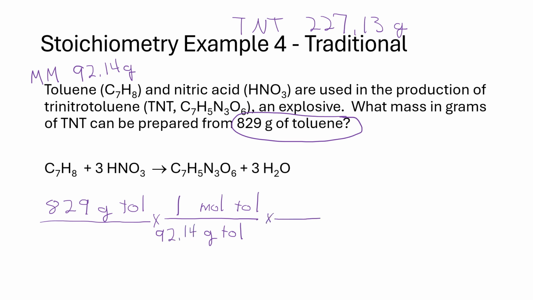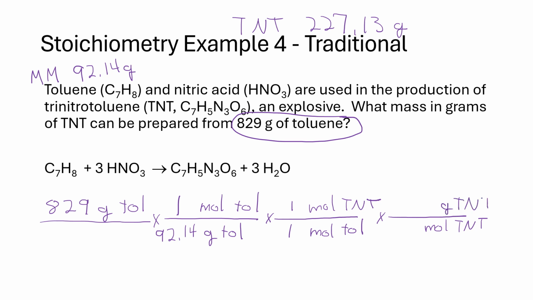The next step, since we now have moles of toluene, is to use the coefficients to convert to moles of the other chemical. So we've got moles of toluene, and we want to convert to moles of TNT. And the coefficients in the balanced equation are both 1s. And last but not least, we want to convert to the unit that was requested. We were asked to find grams. So we're going to put moles of TNT down in the bottom and grams of TNT up in the top.